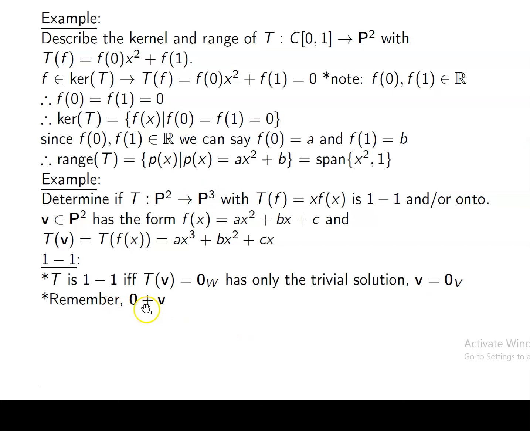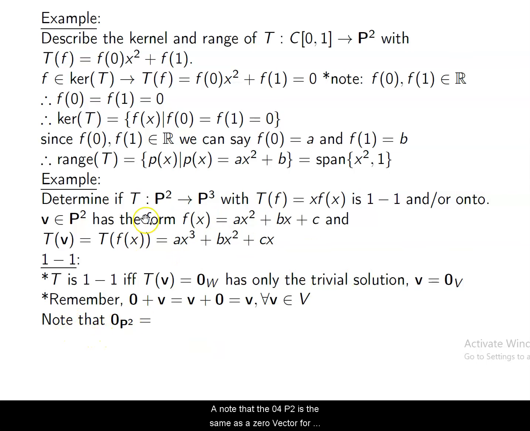Remember that a zero vector has to satisfy this property: 0 plus v is equal to v plus 0 is equal to v. The only way that works with any polynomial is if the zero vector is 0, right? So the zero vector here is the scalar 0. Note that the 0 for P2 is the same as the zero vector for P3, which is just 0. And that's true basically for all polynomials.